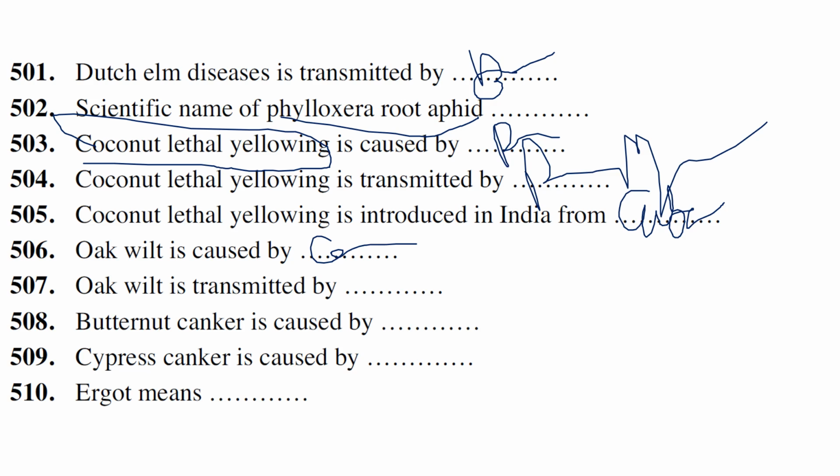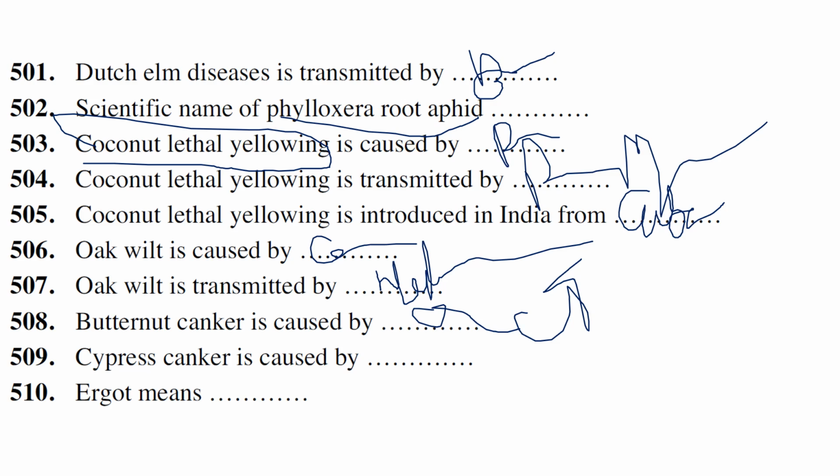Oak wilt is transmitted by a kind of beetle called the nitidulid beetle. Butternut canker is caused by Ophiognomonia clavigignenti-juglandacearum. It's a little bit long, right? This is the causal organism for butternut canker.